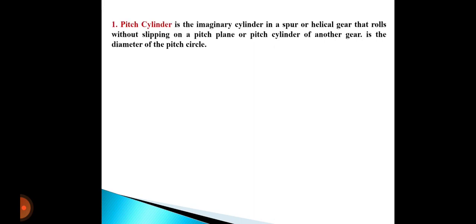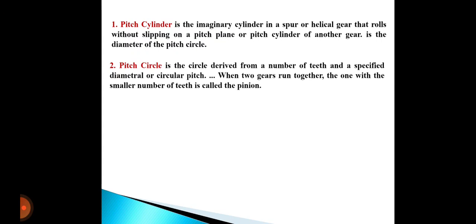Now, what is pitch cylinder? It is the imaginary cylinder in a spur or helical gear that rolls without slipping on a pitch plane or pitch cylinder of another gear. That is the diameter of the pitch circle.